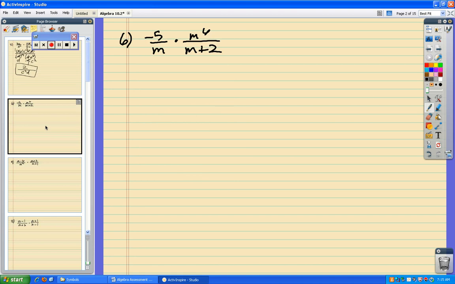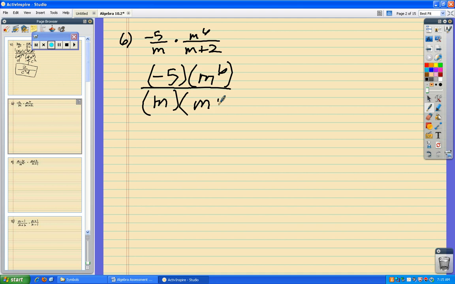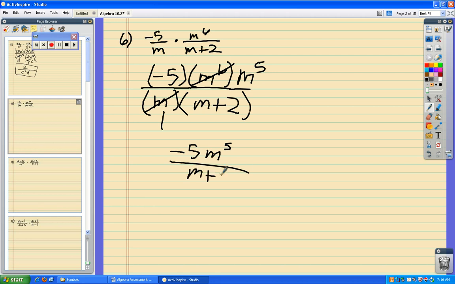Okay, let's see. I'm going to write this as one fraction again. Negative 5 m to the 6, m and m plus 2. Okay, now that we have all the factors, we're going to start canceling stuff. The only thing I see I can cancel is the m with the m to the 6. That leaves me with m to the 5th left over. I canceled out a single m on the top. So negative 5 m to the 5th, and on the bottom you still have the m plus 2.